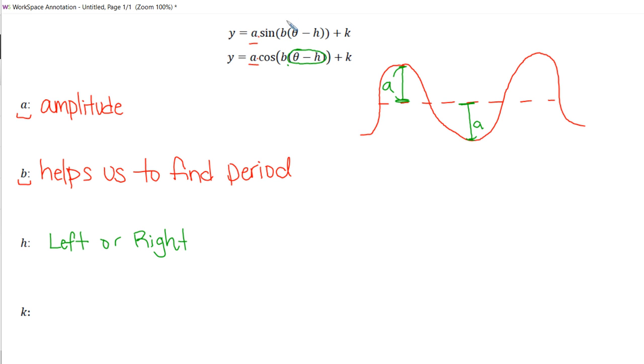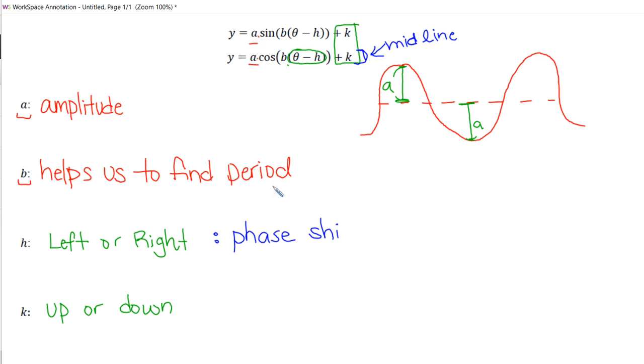Now, k, the outside number added or subtracted, helps us to figure out whether the function moved up or down. And in our class, we're going to refer to k as our midline. So that's what it means. Now, the formal definition for our h would be a phase shift. And the formal definition for our k would be vertical shift.